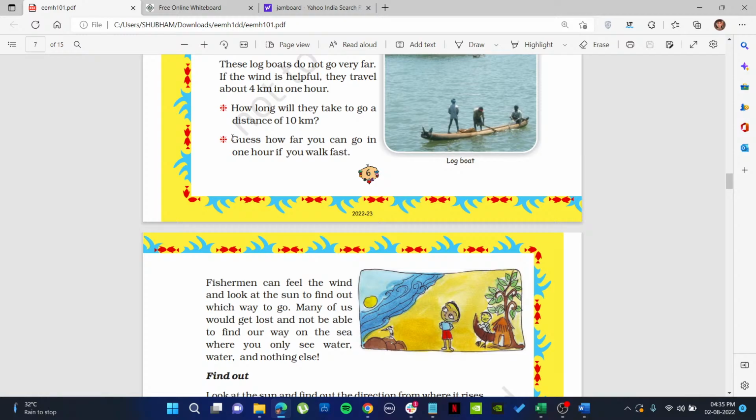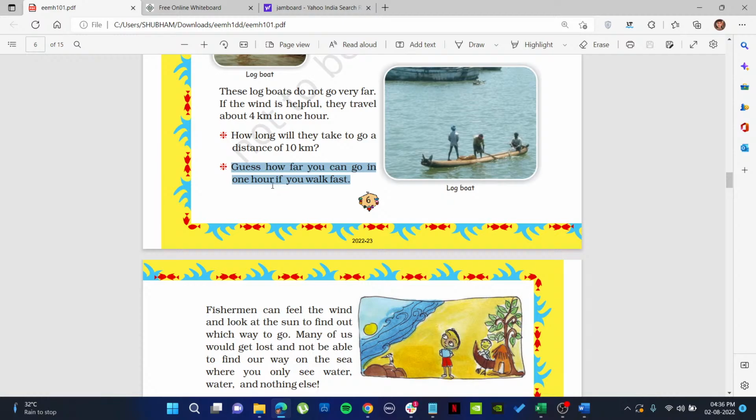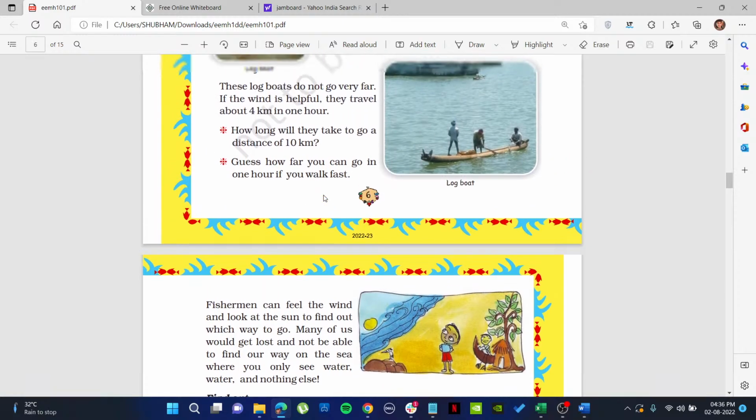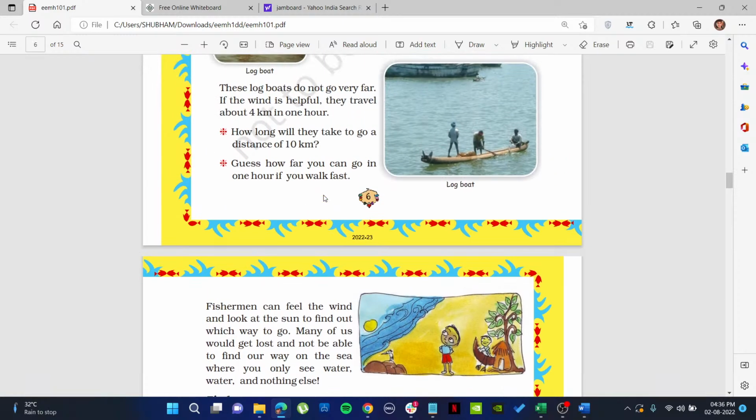Guess how far you can go in 1 hour if you walk fast. Just now we have discussed in 1 hour. If you walk fast, I think we can go up to like 4 kilometers.